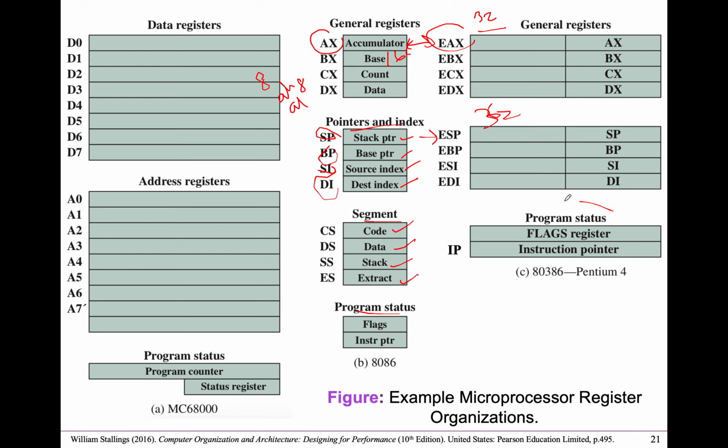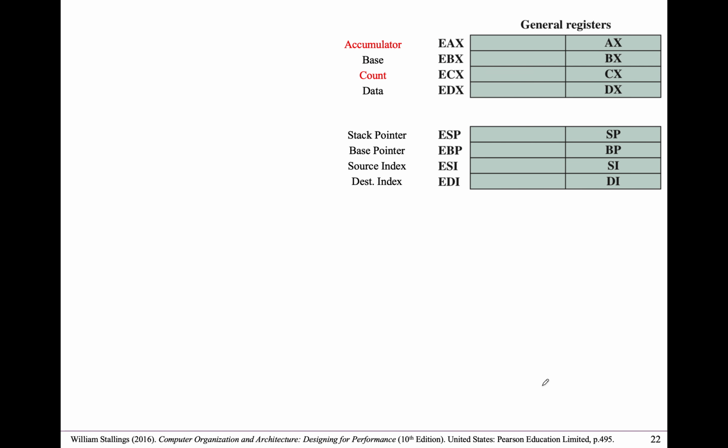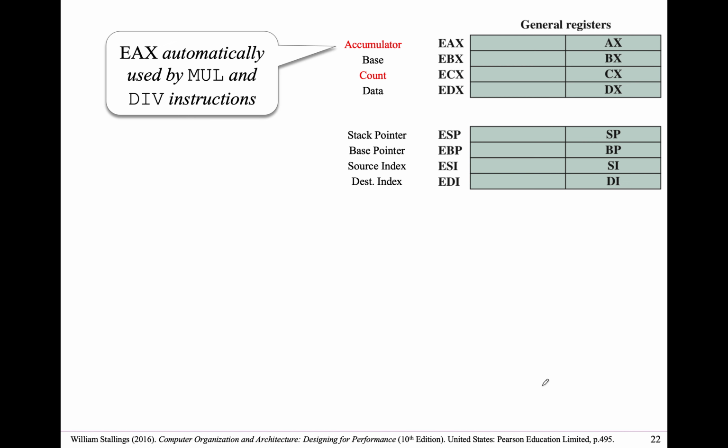And you have program status, which is the flag register and instruction pointer. This one is 16-bit, and this one is 32-bit. So this is just an example of the microprocessor register organization. Later on, you're going to see more.